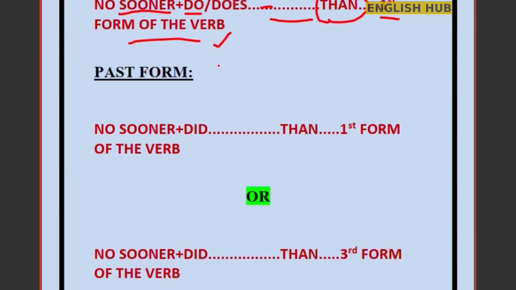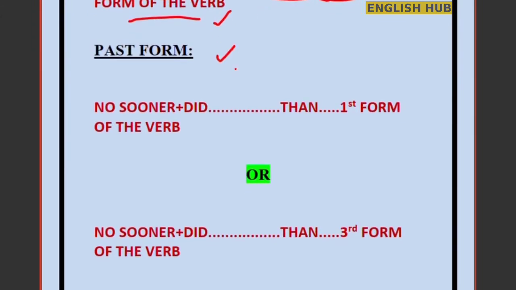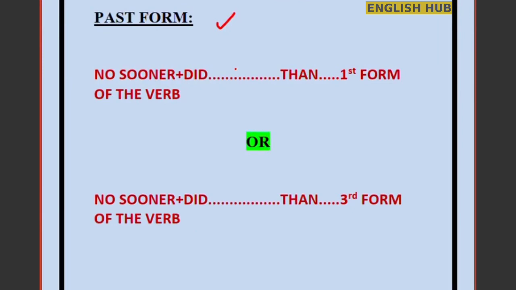Next we are coming to the past form. Now in the case of past form, you have two types, both are correct. First you use no sooner, then either you use the helping verb did or the helping verb can be changed to had also. So no sooner did, then you write maybe no sooner did I get up, then obviously you must use this word than, then I saw the cow.